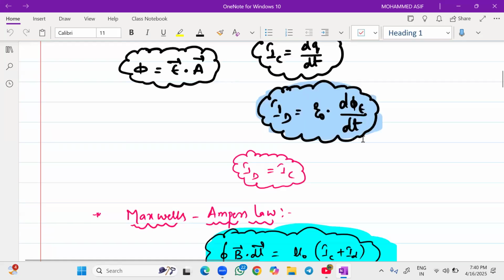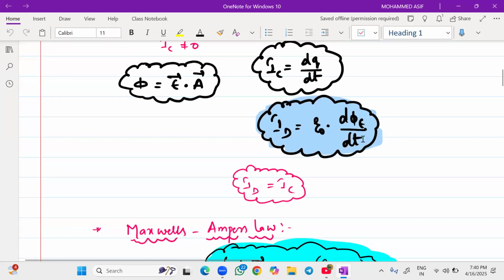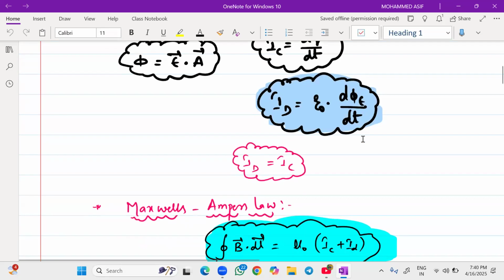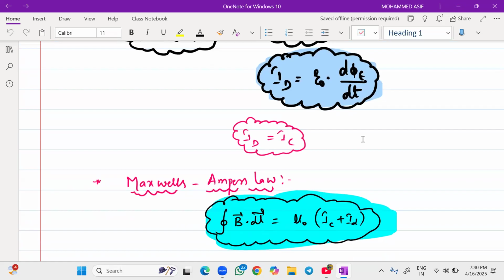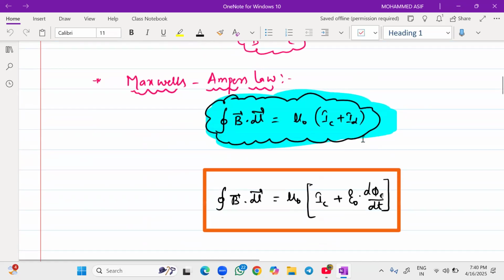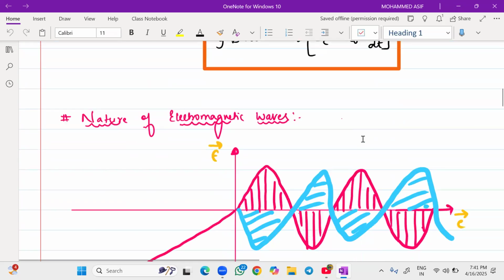So the first formula is the displacement current formula: ID is equal to epsilon naught into d phi E by dt. You should remember the displacement current will be equal to the conduction current. If you go for the explanation, it is a very good one, but we don't have the time, so don't bother about that logic right now. Maxwell's Ampere's circuital law: line integral of B bar dot dl is equal to mu naught into conduction current plus displacement current.